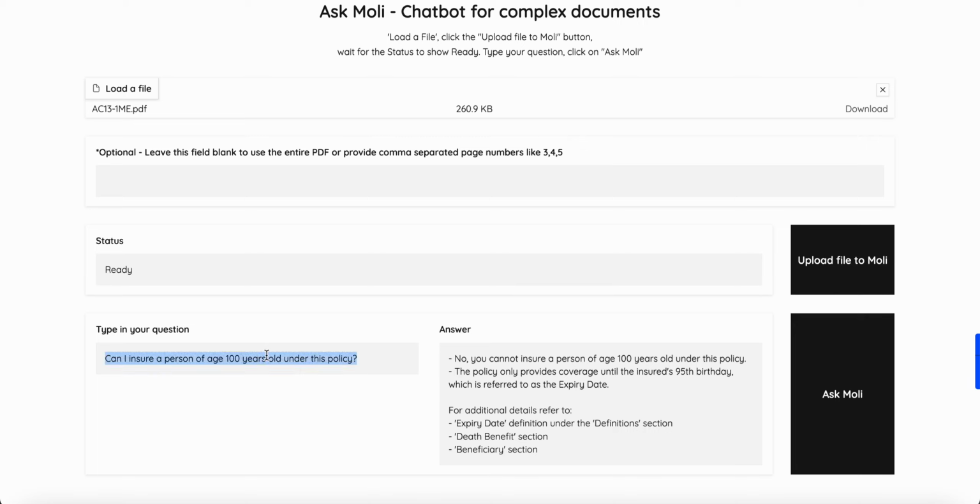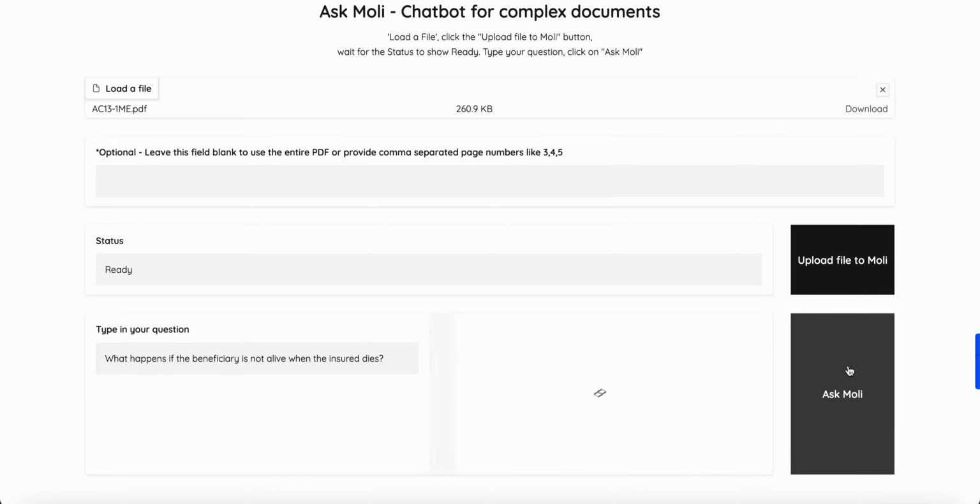Now let's ask one more question. This time let's ask something a little more complex. Let's ask what happens if the beneficiary is not alive when the insured dies. Let's go ahead and ask the question. So the model once again is taking this question and using the learning from the document that we uploaded, trying to answer that question. So let us look at the answer now.